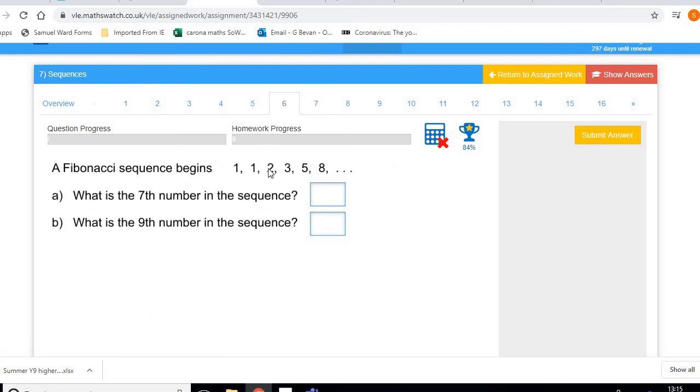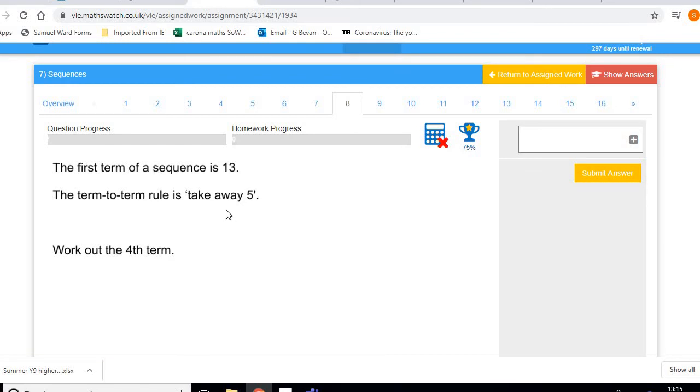Okay, Fibonacci, we're just adding up the numbers. So 1 plus 1 is 2, 1 plus 2 is 3, 2 plus 3 is 5, and again, piece of paper and a pen, you need to write down to work out what the 7th and the 9th will be. Okay, similar with question 7.